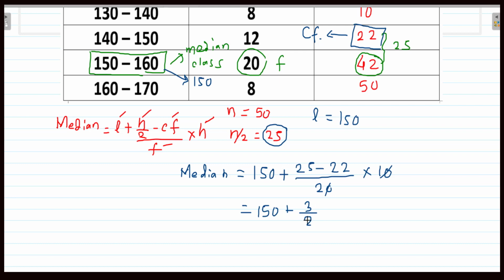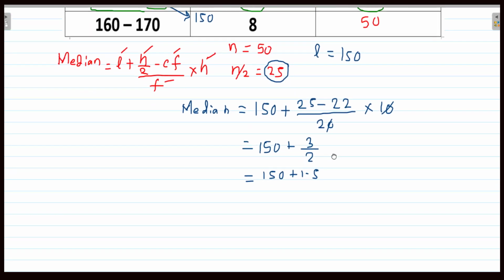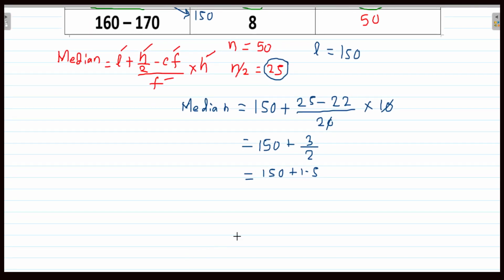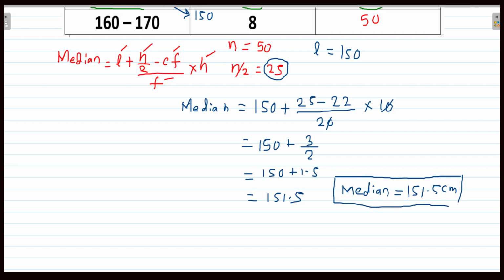And 3 upon 2 will be 1.5. So which is equal to 150 plus 1.5, and that will be equal to 151.5. So median is equal to 151.5. At the end, write the answer that median is equal to 151.5 centimeter, because it is a height and height is given in centimeter. So median is equal to 151.5 centimeter.